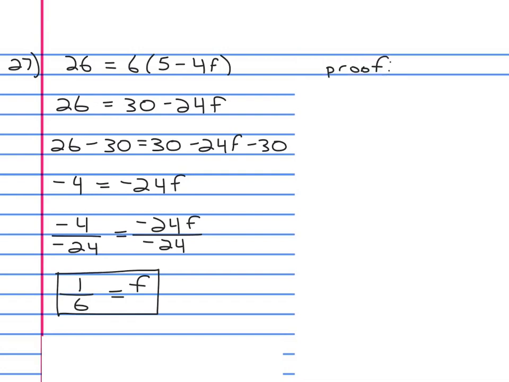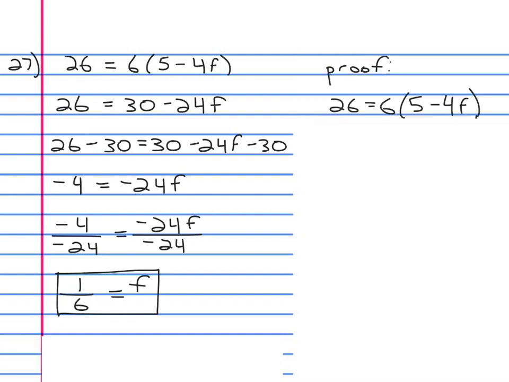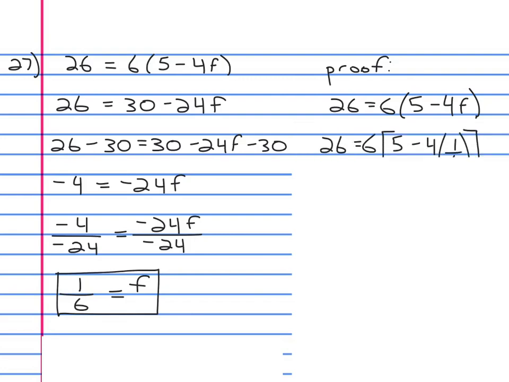Finally, do a proof. Rewrite the original equation unchanged. Just like these last several problems, we're going to rewrite this exactly the same, except we're going to substitute f with its predicted value of 1/6 in parentheses. And then something else that will change as a result is that if there's parentheses inside, these parentheses that are currently there will need to turn into brackets.